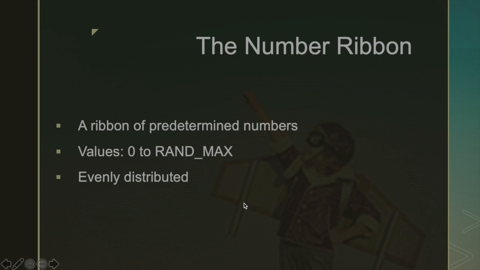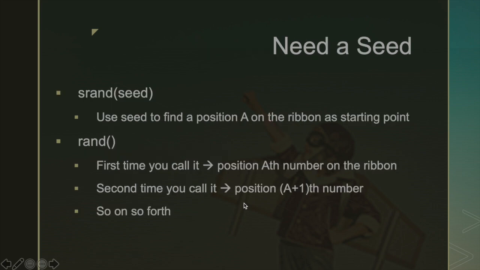So on this ribbon there are all these numbers. They are evenly distributed, meaning if it's 0 to 10, for example, then there will be the same number of 0s, the same number of 1s, the same number of 2s, all the way until 10. Of course it goes up to random number max. So that's what is called evenly distributed.